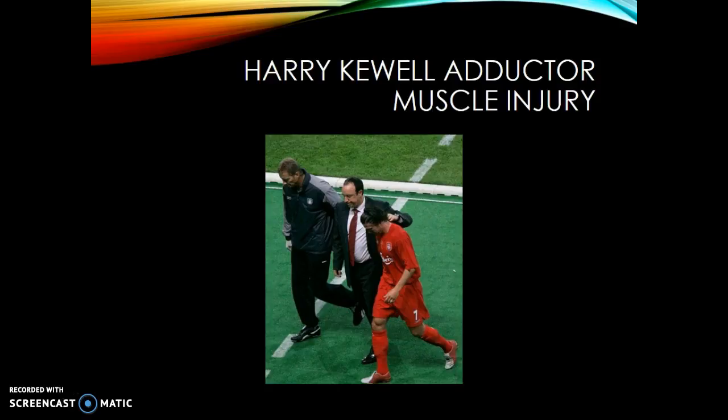Psychologically, Kewell would feel very frustrated as he had to leave the field early in a huge Champions League game, which Liverpool were in the end victorious in. So he may feel isolation from teammates as they managed to win a huge trophy without him, and also shared a huge achievement on the field without him.